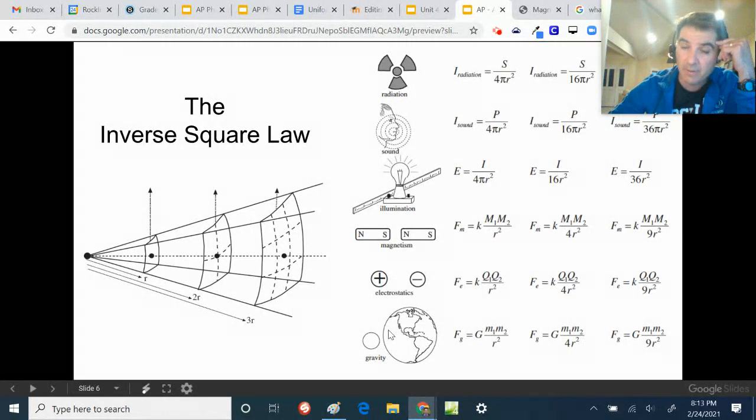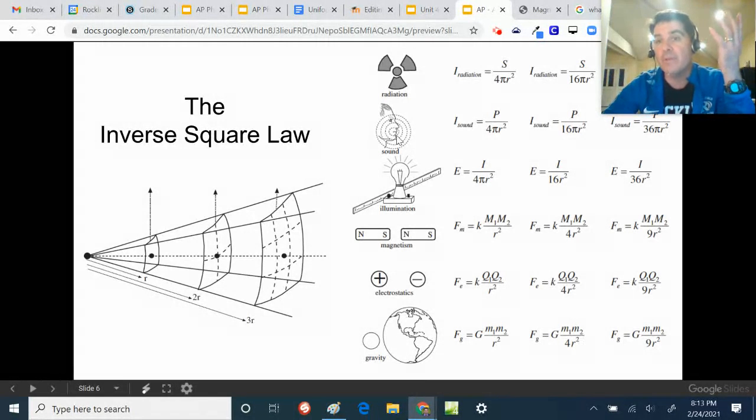If you're 3 times farther away from something, you're not 1/3 the force. You're actually 1/9 the force. If you're 5 times away, you're 1/25 the force. It's called the inverse square law. And it's interesting how it works with radiation, sound, illumination, magnetism, electrostatics, and gravity.